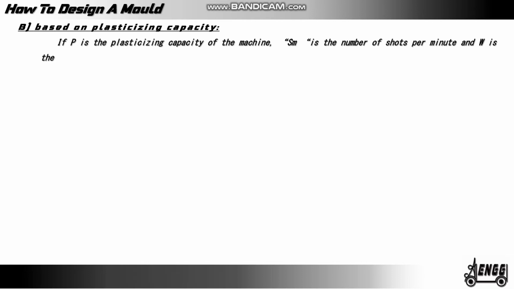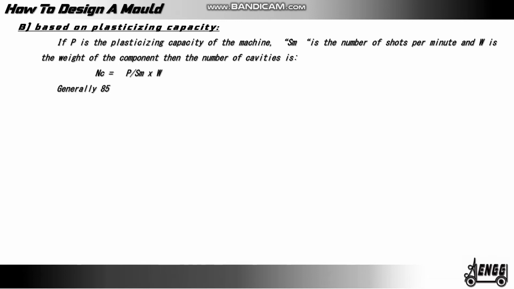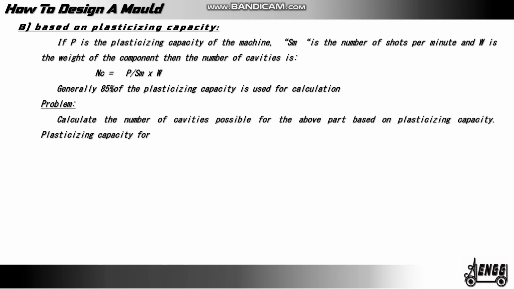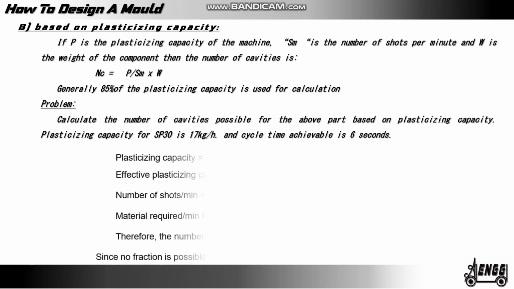B. Based on the plasticizing capacity. If P is the plasticizing capacity of the machine, SM is the number of shots per minute, and W is the weight of the component, then the number of cavities NC is equal to P by SM into W. Generally, 85% of the plasticizing capacity is used for calculation. Problem: calculate the number of cavities possible for the above part based on plasticizing capacity. Plasticizing capacity for SP30 is 17 kg per hour and cycle time achievable is 6 seconds.